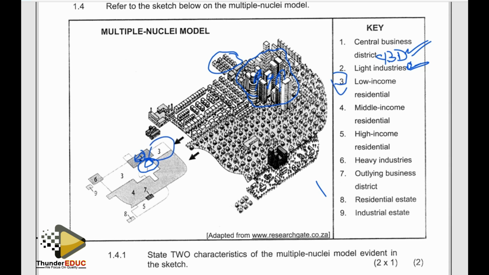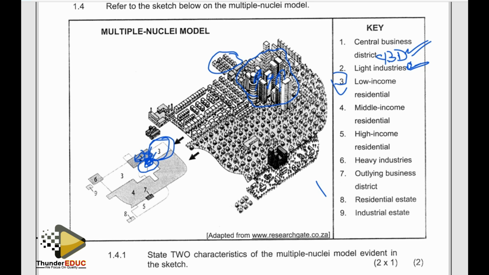Low income, we also tend to find that is closer to the light industries and also closer to the CBD. For the reasons that these people are low income, they tend to locate close to their workplaces, because many of them will be working in the light industries and some in the CBD. That is why this zone was created in this particular space, for ease of access to the places of work either in the light industrial side or in the CBD.